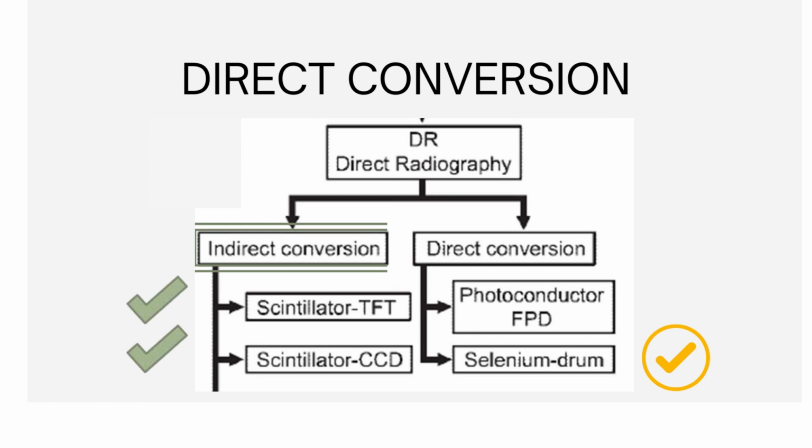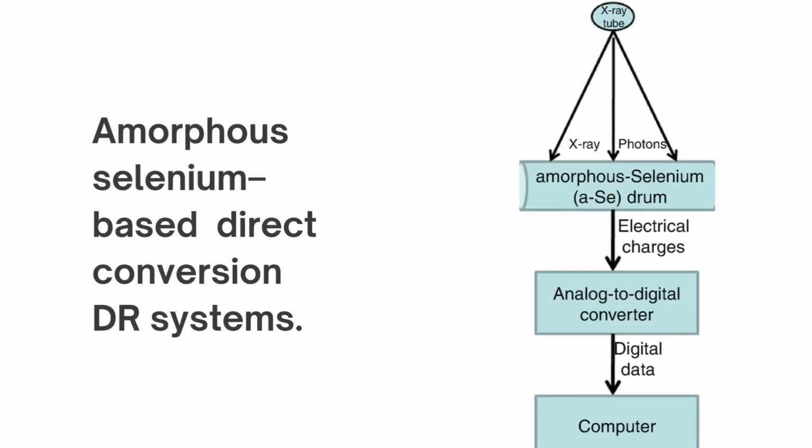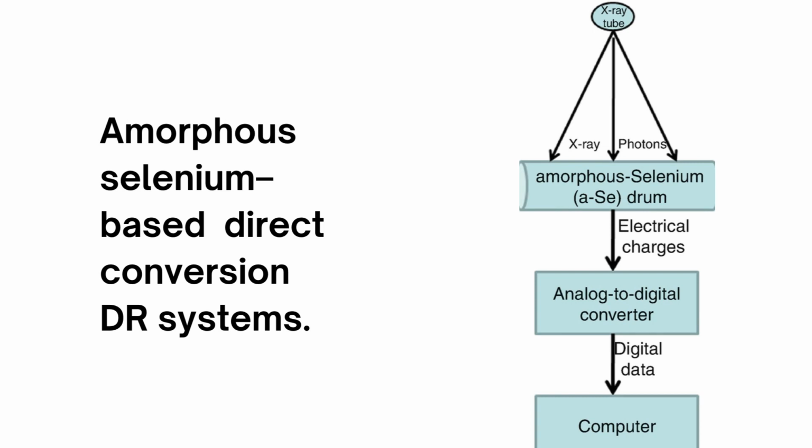Selenium-based direct conversion DR systems are equipped with either a selenium drum or a flat panel detector. With the selenium drum, a rotating selenium-coated drum, which has a positive electrical surface charge, is exposed to X-rays. During exposure, a charge pattern proportional to that of the incident X-rays is generated on the drum surface and is recorded during rotation by an analog-to-digital converter.